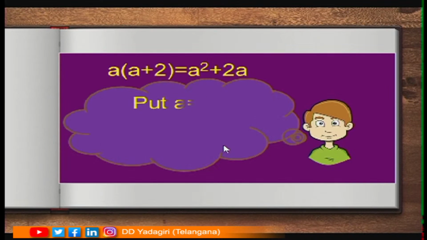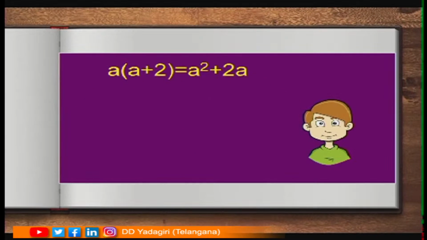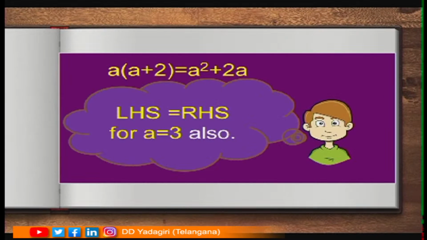When you put the value of a is equal to 3 on the right hand side, you get a square plus 2a as 3 square plus 2 into 3. So, 3 square is 9, 2 into 3 is 6, and 9 plus 6 is 15. So, you got left hand side as 15 and right hand side as 15. Therefore, he concluded that LHS is equal to RHS for a is equal to 3 also.